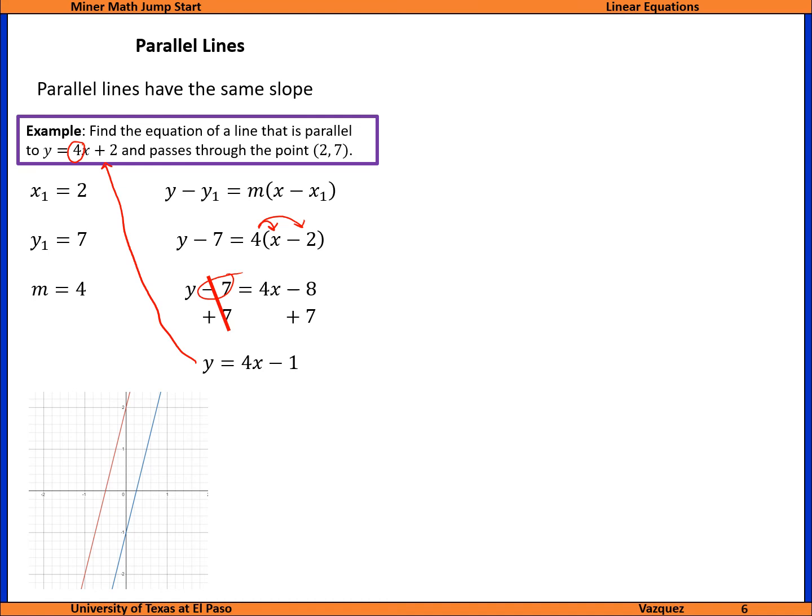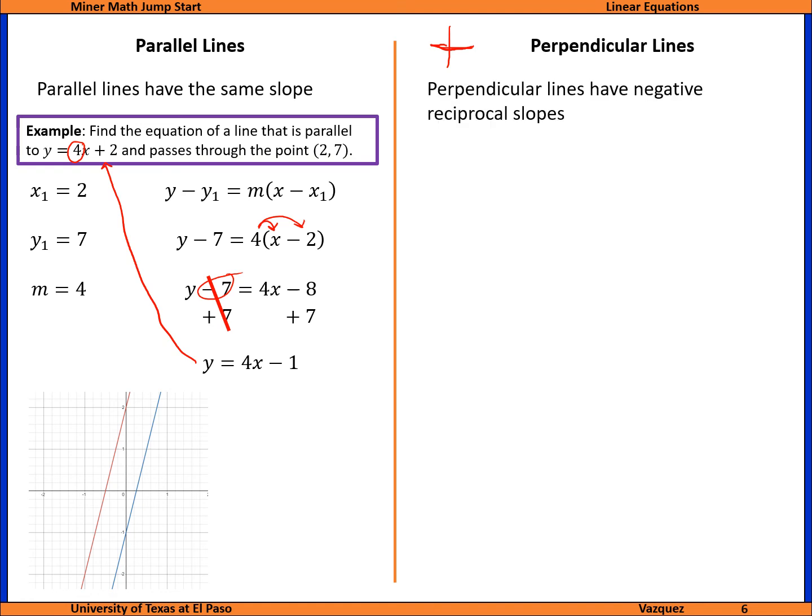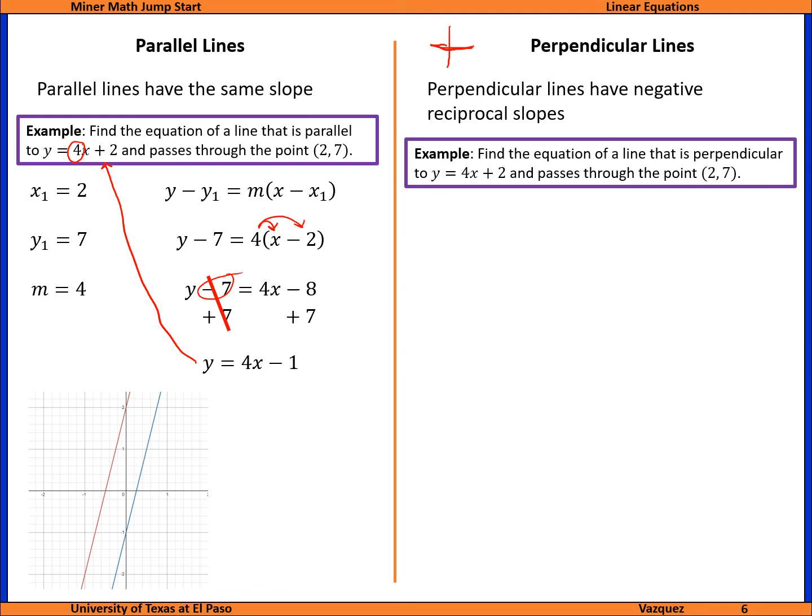All right, so we looked at parallel lines. Now what about perpendicular lines? These are lines that cross to make 90-degree angles, four 90-degree angles. And my drawing is a poor one. But perpendicular lines have negative reciprocal slopes. Now, what does that even mean? A negative reciprocal, what that means is, well, let's go over the example and I can show you.